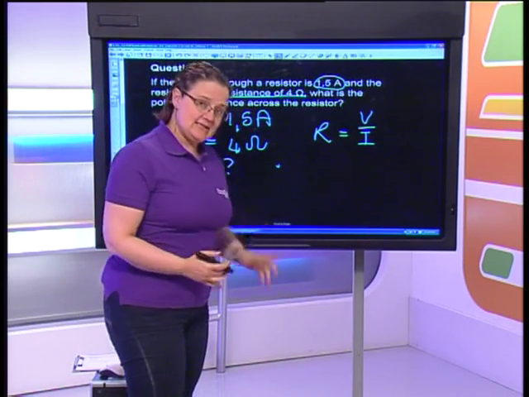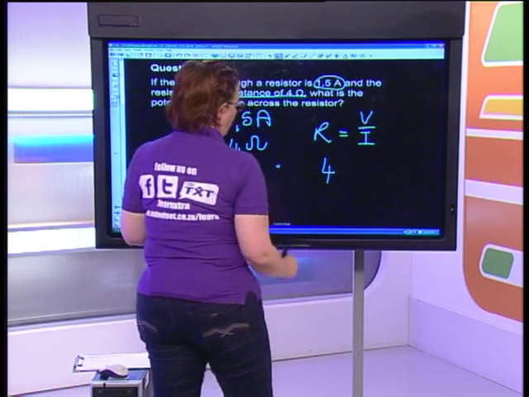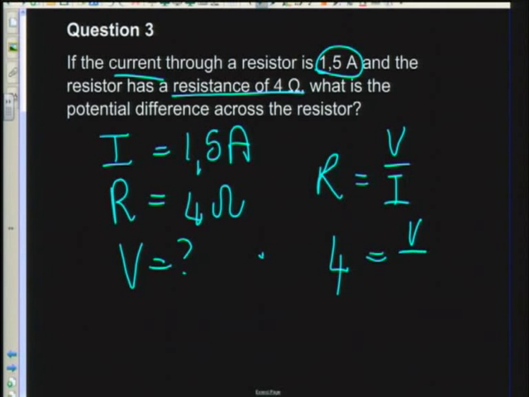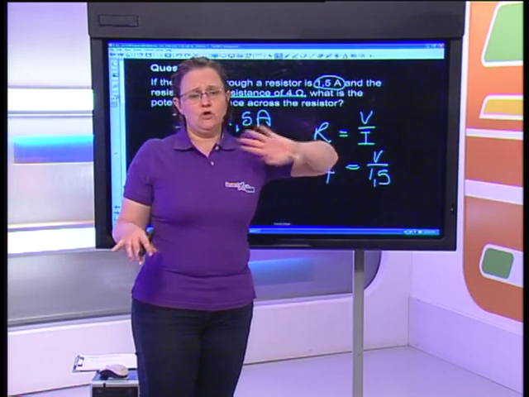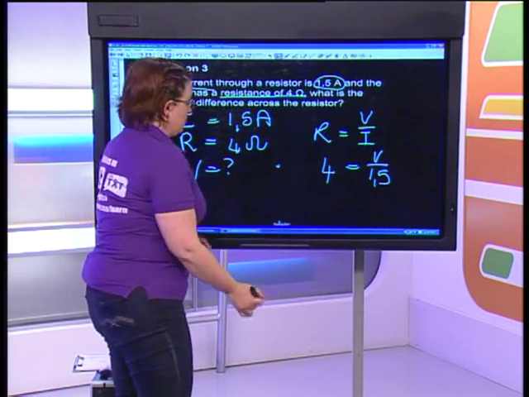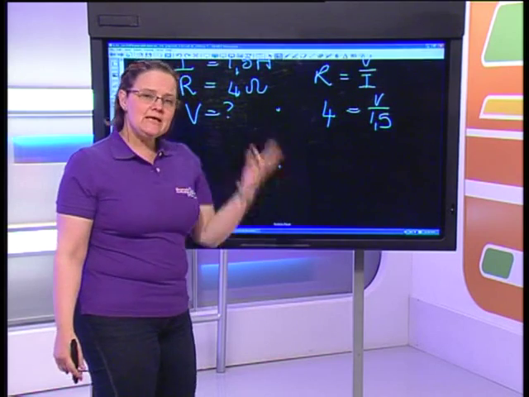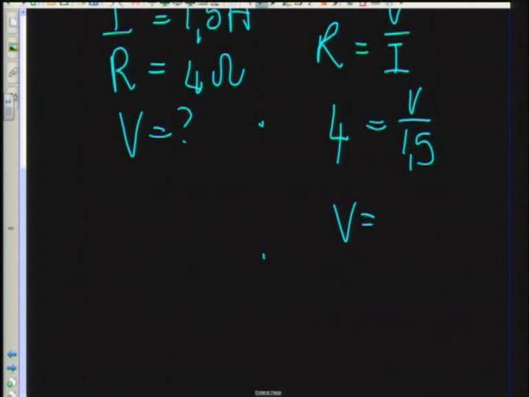Next step, put in what you were given. So I know R is 4, V is what I'm looking for, and I is 1.5. If from this step you can do the math and you know to multiply, you don't need to show me, off you go on your calculator. However, if you need to, please don't be ashamed of it. If you need to do the extra steps, in other words, V must then be equal, because I'm going to have to multiply by 1.5 on both sides.